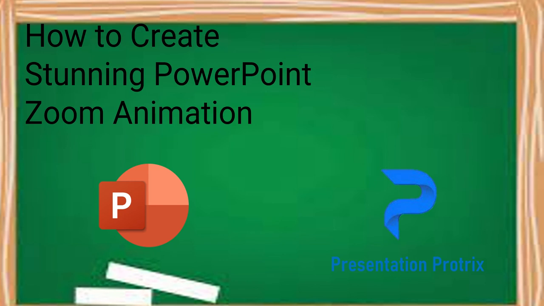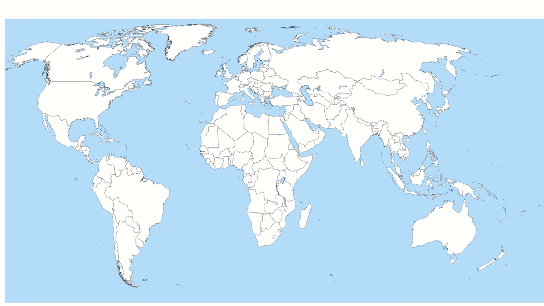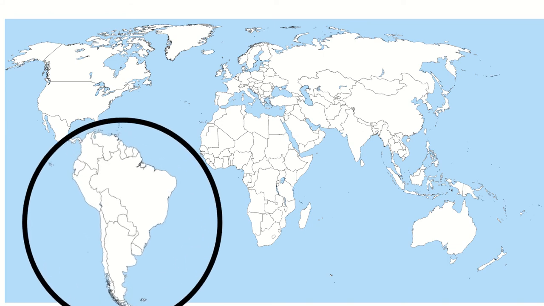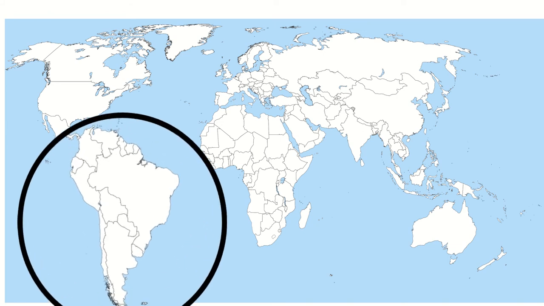Today we are going to see how to create a zoom animation in PowerPoint. So today we are going to see like this. We have one map, and when I want to focus on one continent or a specific area, I will just click here, and you can see it is bordering it, and it has become bigger.